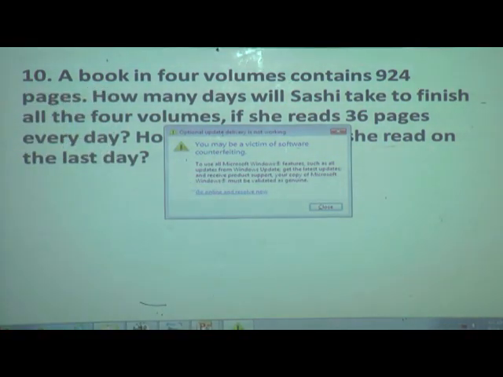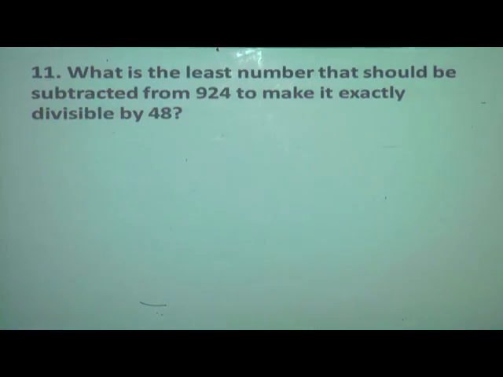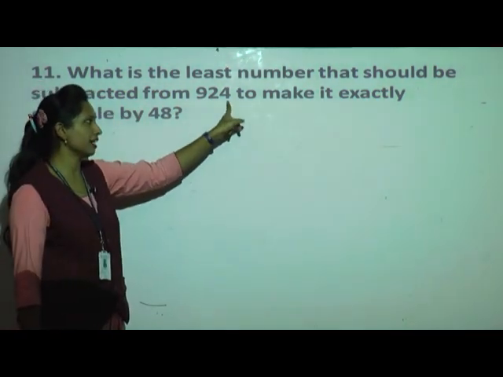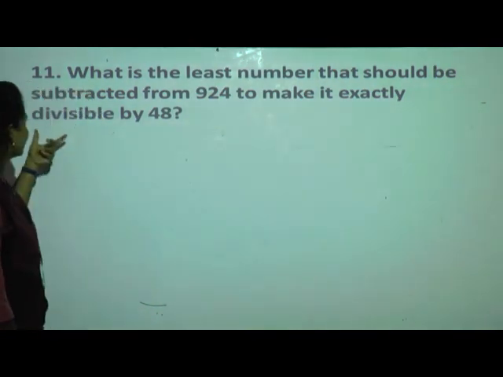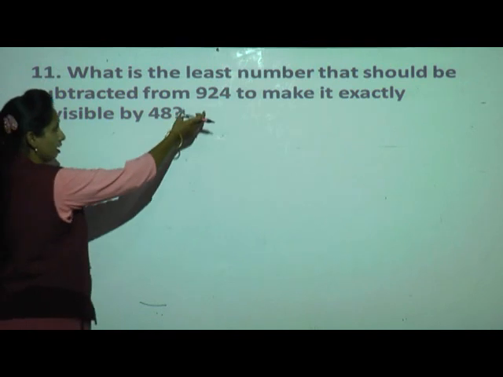10th number is like same only. You just try by yourself. Now I'll go with different question. 11 number. Now see the 11th question. Now see what they had given. What is the least number that should be subtracted from 924 to make it exactly divisible by 48? See what they are saying. They had given one number.